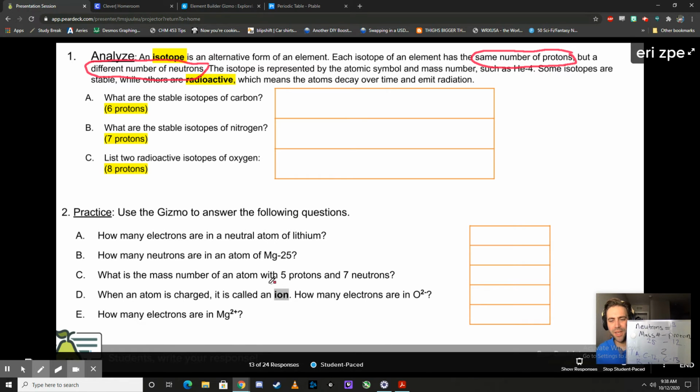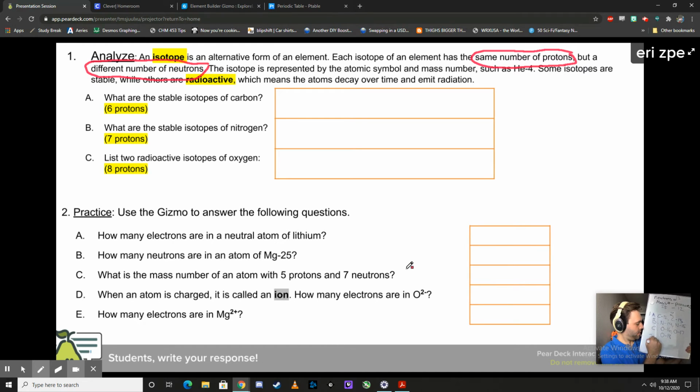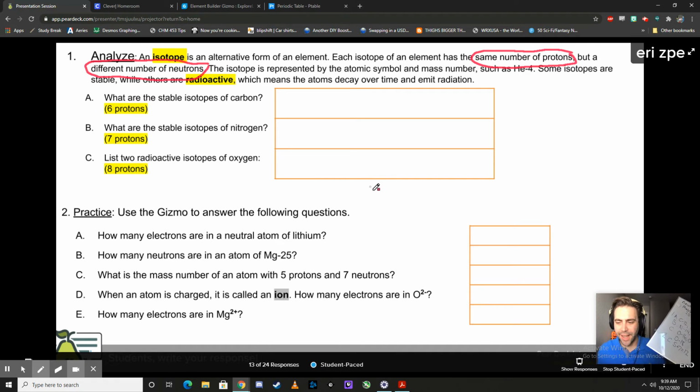What is the mass number of an atom with 5 protons and 7 neutrons? Okay, this one's super easy. You're just adding them, okay? So you add 5 plus 7, and you get 12 as the mass number. Simple addition problem. And when an atom is charged, it is called an ion. How many electrons are there in O2 negative?